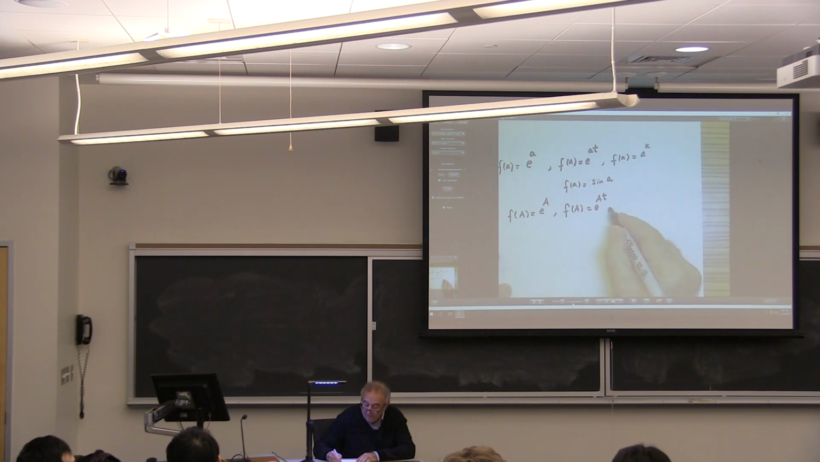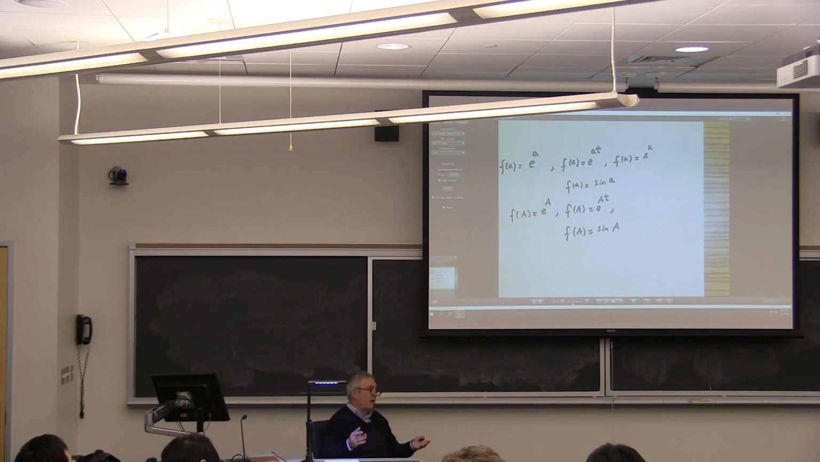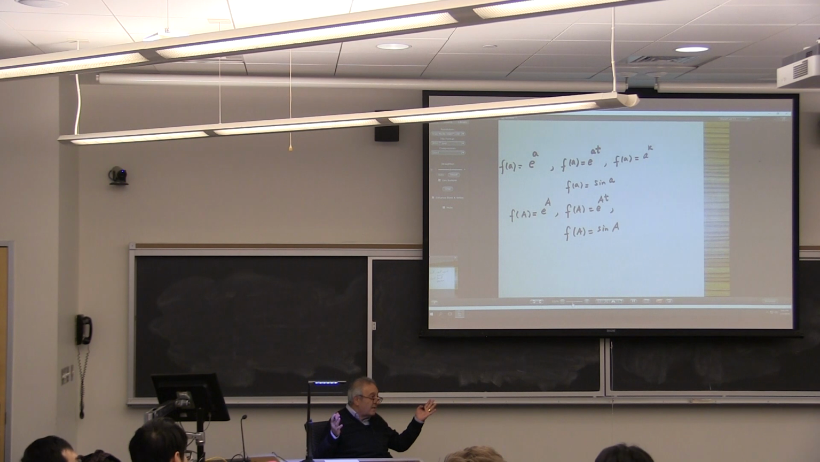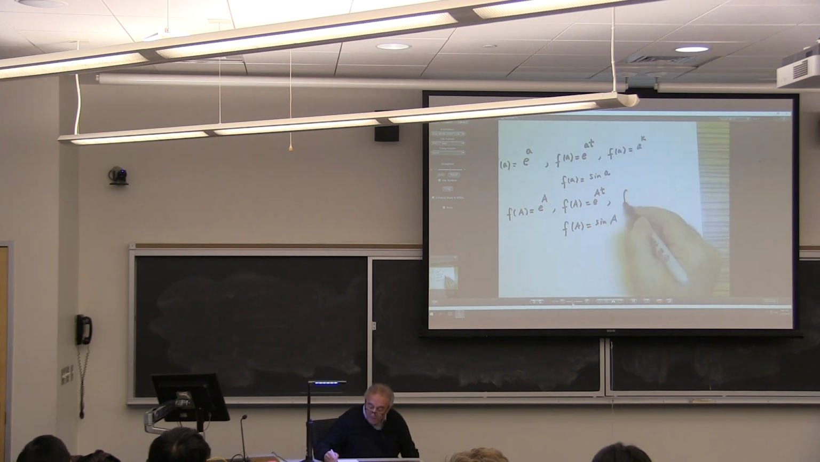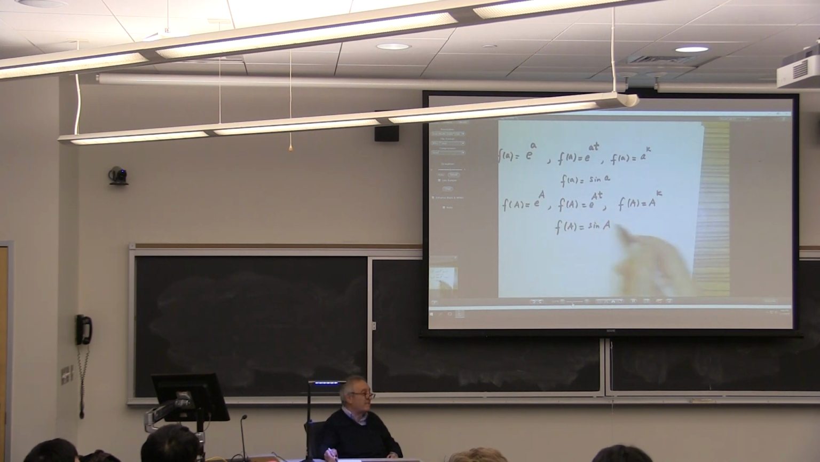Okay, another one. f of A is equal to sine of a matrix. Oh my God, what is the sine of a matrix A? Lots of things come into the picture. Here, for this one, f of A becomes A to the power k. Among all these functions, these are called functions of a matrix.